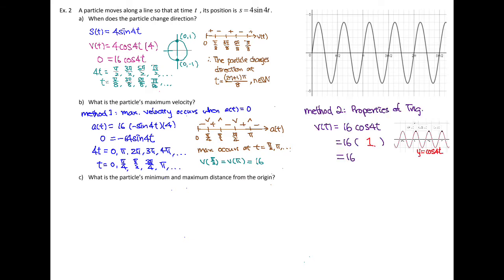Method 2, we're going to use the properties of trig to find the maximum velocity. As we know, the maximum value for cosine and sine is always 1. As you can see from this diagram here, for cosine 4t, the maximum y value is always 1. Therefore, the maximum velocity will be 16 times 1, which is 16.